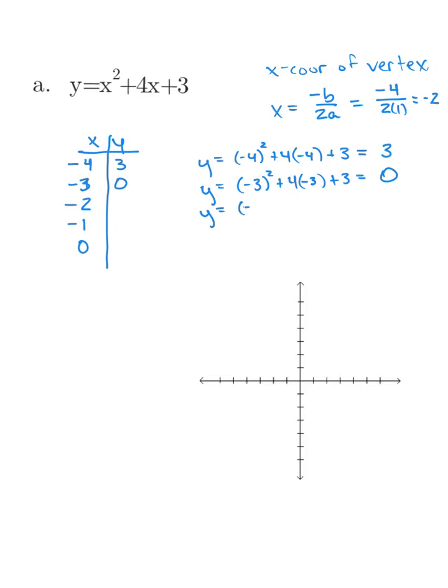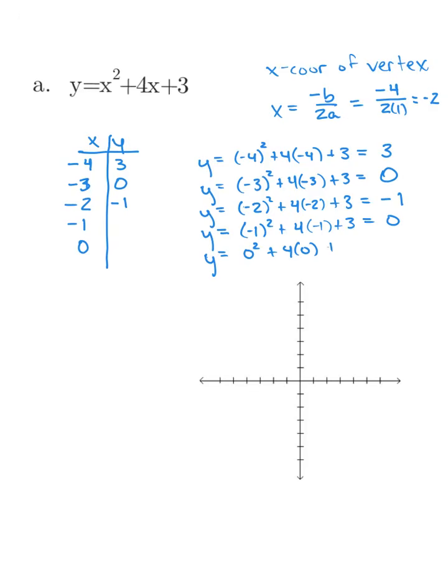Repeat the process for negative 2. If you plug in negative 2, you should end up with negative 1. If we plug in negative 1, we should get 0. And if I plug in 0, I should get 3. And so here is our table of values.